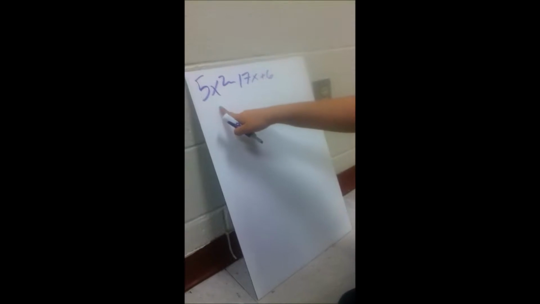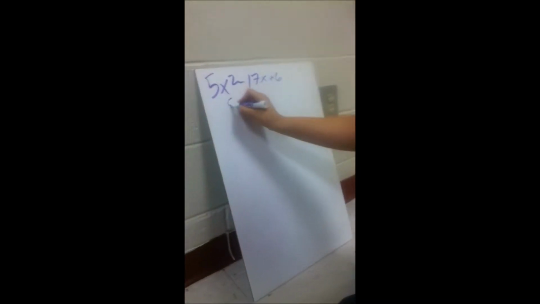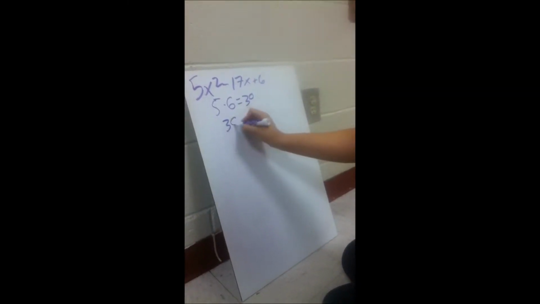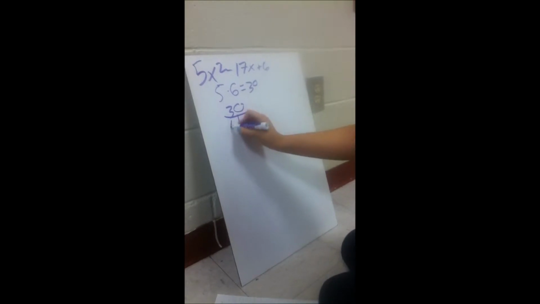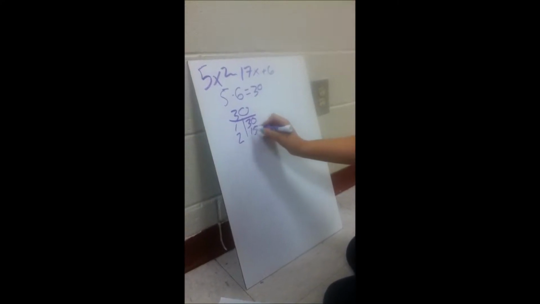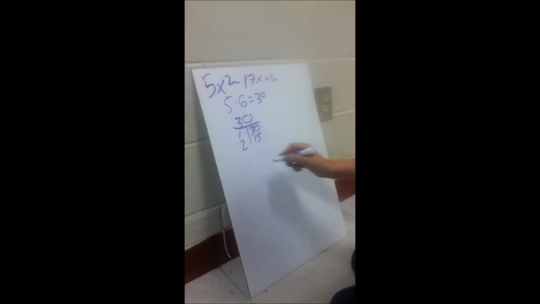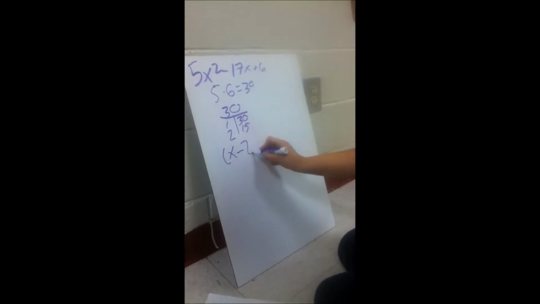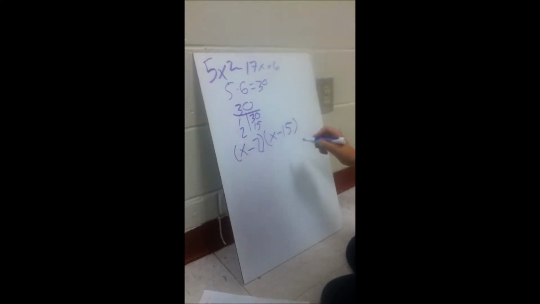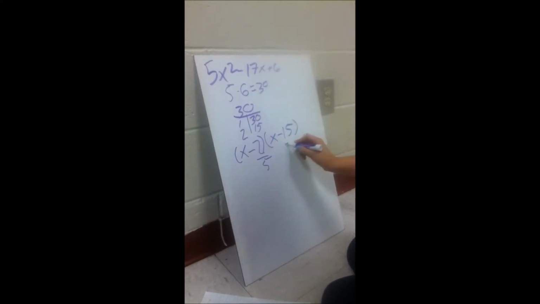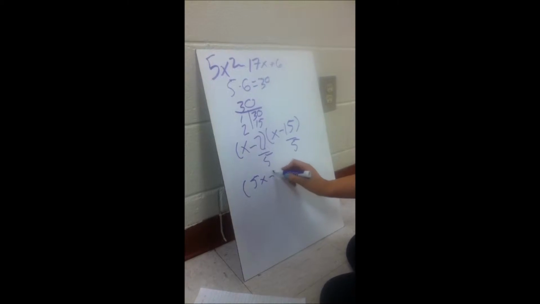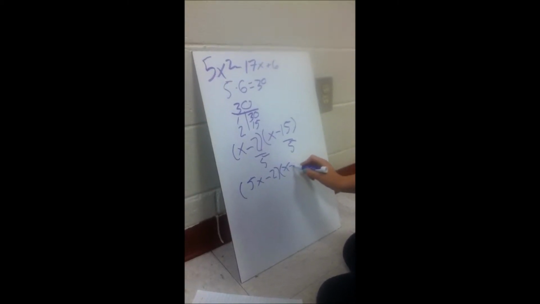Alright. Again, you have to multiply A times C. So it'll be 5 times 6, which equals 30. And then you have to see which ones factor to 30. So that would be 1 times 30 and 2 times 15, and that also adds up to 17. So then it'll be x minus 2 and then x minus 15, because it's a negative. Then you divide over 5. And then your answer will be 5x minus 2, x minus 3.